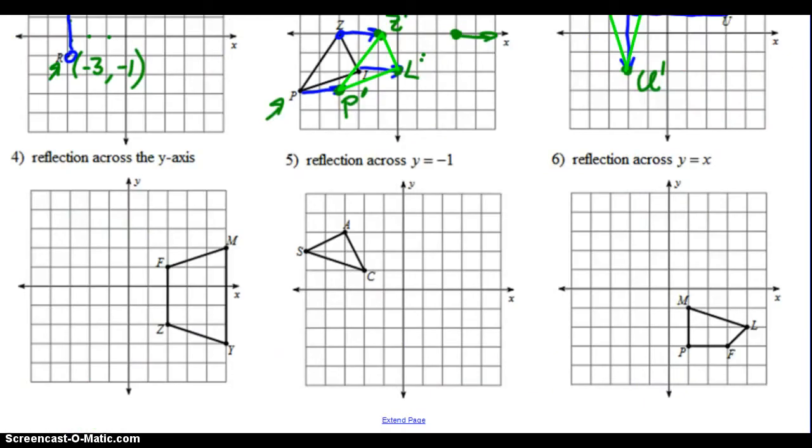What about reflections? Well, number 4 asks us to reflect across the Y-axis. The most important thing to identify is the axis of symmetry. And so that is the Y-axis. So let's highlight that right now.